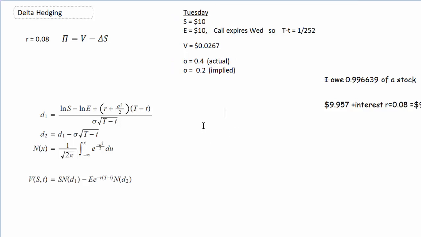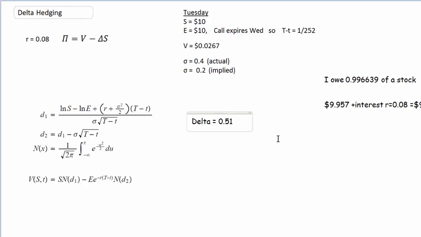So I'm going to get a different delta. I'm going to use the stock price of $10, the exercise price of $10, the time left of 1/252, and a sigma of 0.4, the actual volatility. When I do that, I get a delta of 0.51. Oh, so my delta yesterday was almost 1. Now my delta's only a half.